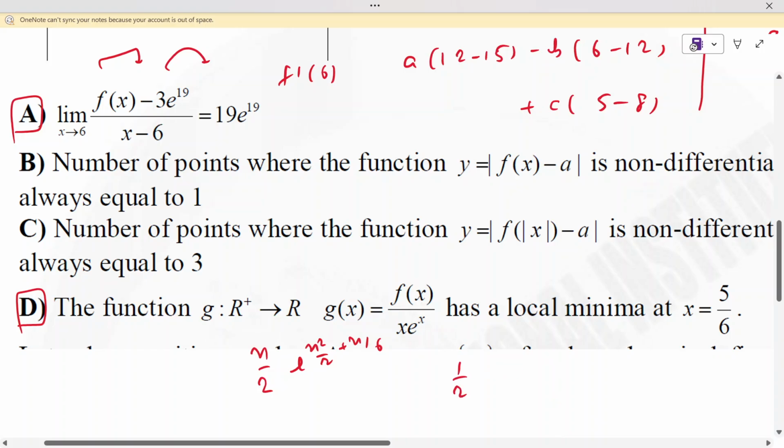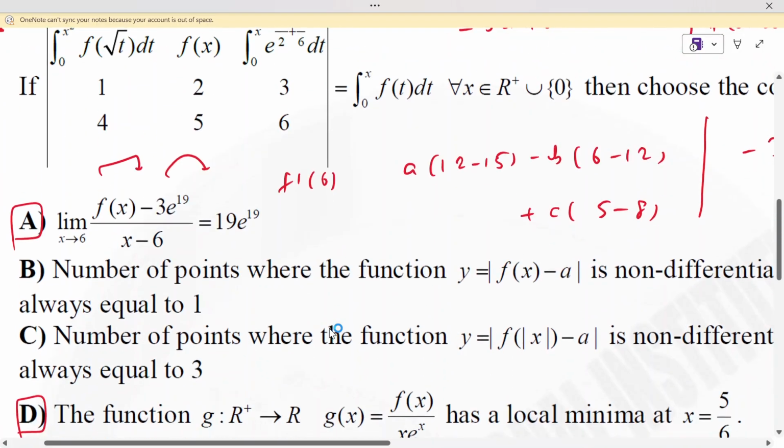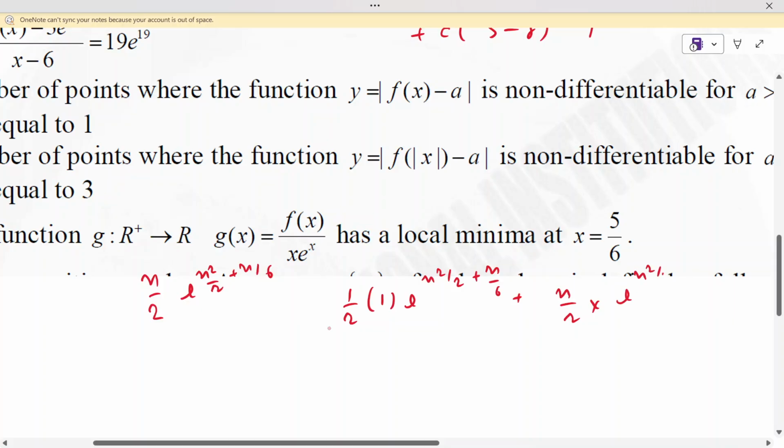डिफरेंशिएटेड तो 1 by 2 बाहर ले लो, x का डेरिवेटिव 1 आ गया, इंटू e की पावर x square by 2 plus x by 6 plus... So the harder it looks, the easier it is, isn't it? In maximum cases, exceptions are valid. x by 2, e की power x square by 2 plus x by 6 is there, and now multiply by the x plus 1 by 6.